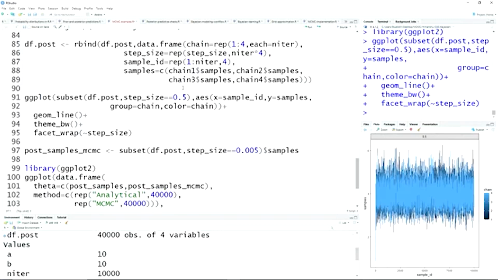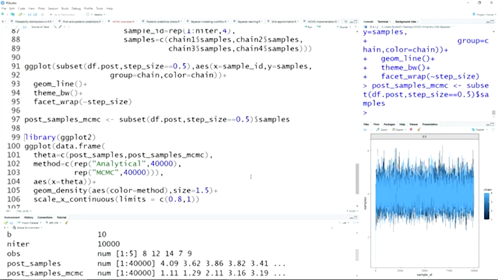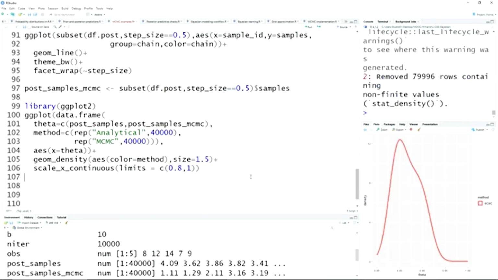Okay, so the chain seems to be mixing well, right, at a step size of 0.5, right? So you are able to recover the posterior between 3 and 5. Okay, so this seems fine. Now, if you want to compare it with the analytical posterior, you can do that here. Oh, so what's wrong?